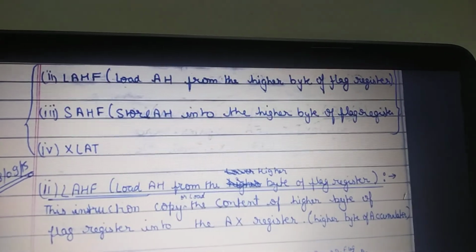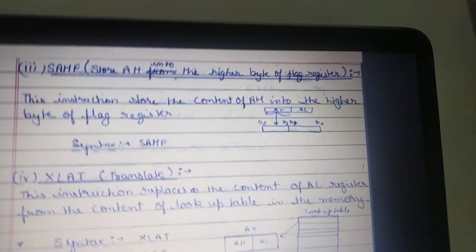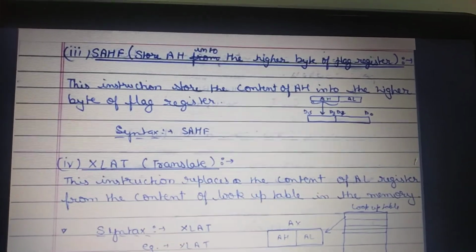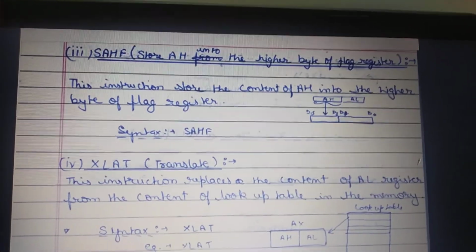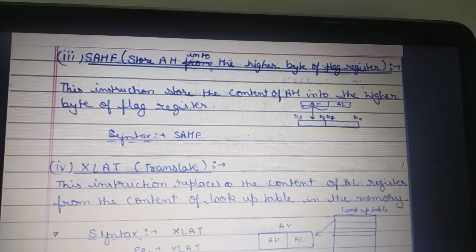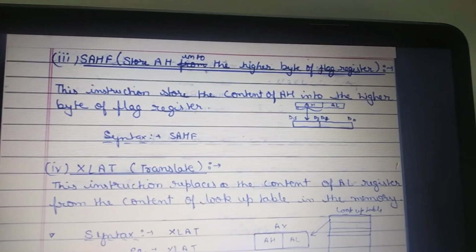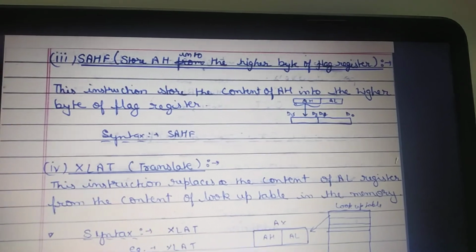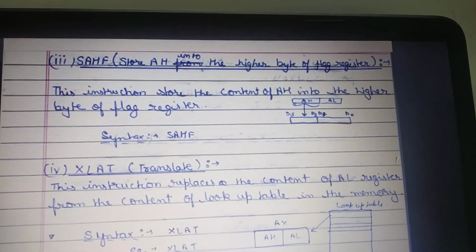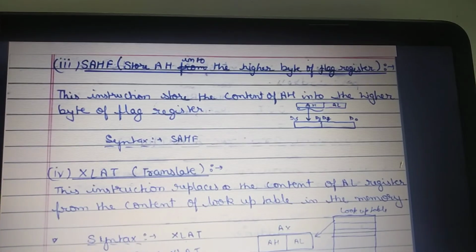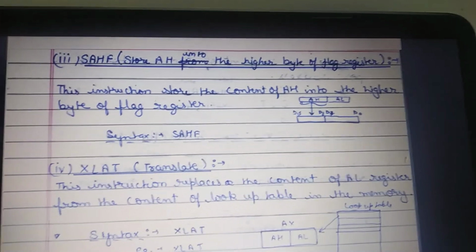Now I am going to discuss the XLAT instruction. What is the XLAT instruction? It is called the translate instruction. This instruction replaces the content of the AL register with the content of a lookup table in memory. A lookup table is a memory area which is used to store similar types of data. It stores 8-bit data at one location. So when this instruction is executed, the content of the lookup table will be transferred to AL.